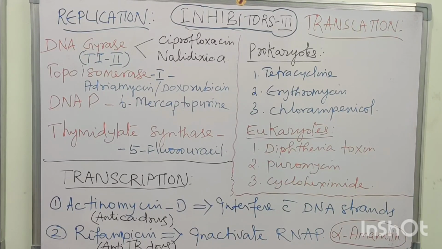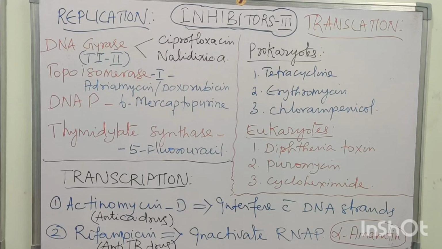Second one is topoisomerase 1. The inhibitors are adriamycin and doxorubicin. Third is DNA polymerase. Here the inhibitor is 6-mercaptopurine. Fourth one for replication is thymidylate synthase. The inhibitor name is 5-fluorouracil. The last two are anticancer agents. The first one is antibacterial. So you have to mention the name with the inhibitor.